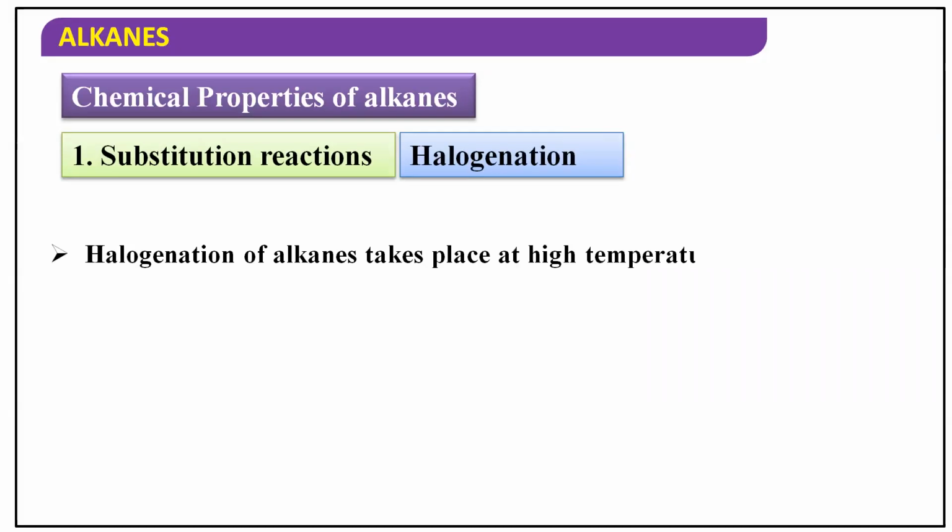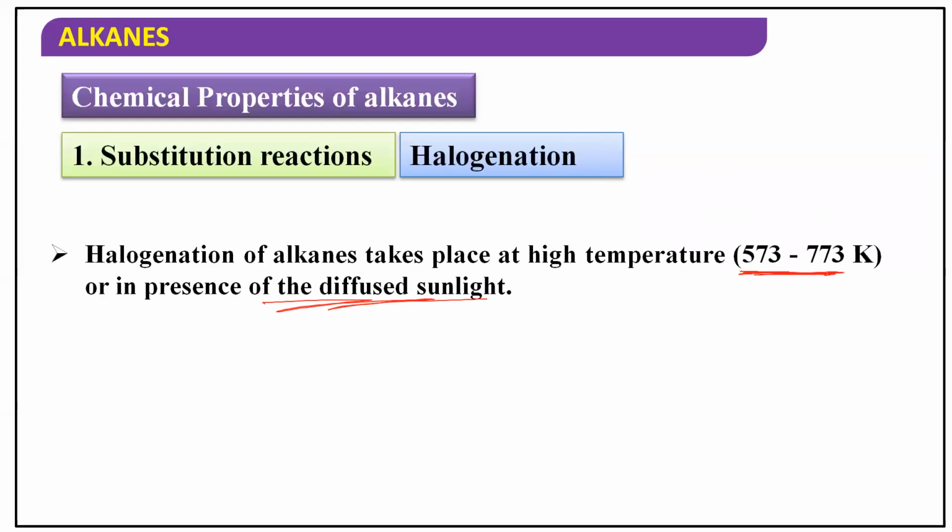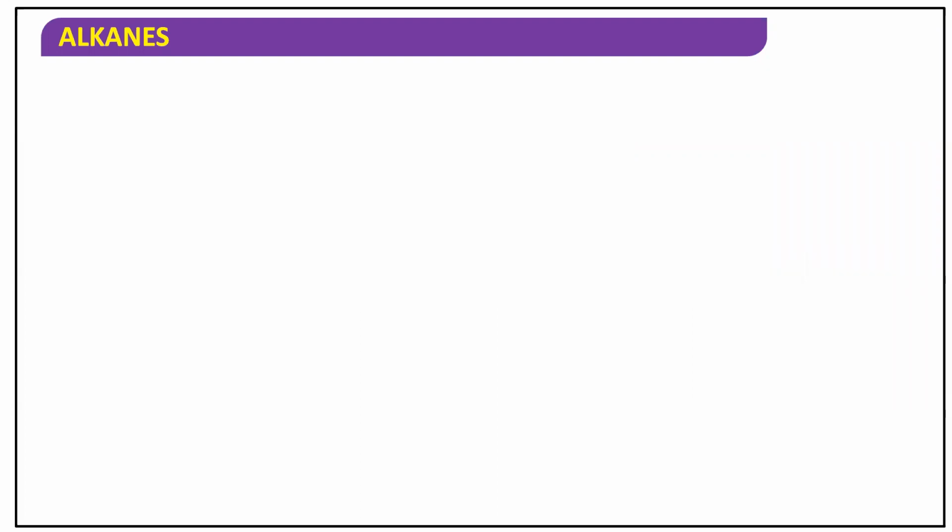Halogenation. Halogen is added in that. What is the temperature? 573 to 773 Kelvin, in presence of diffused sunlight. Now, what is this diffused sunlight? Like the sunlight which is coming in our room. Generally, we are not talking about direct sunlight, we are talking about diffused sunlight. The temperature is 573 to 773 Kelvin. Remember, the SI unit is Kelvin scale, so in Kelvin scale the temperature is given.